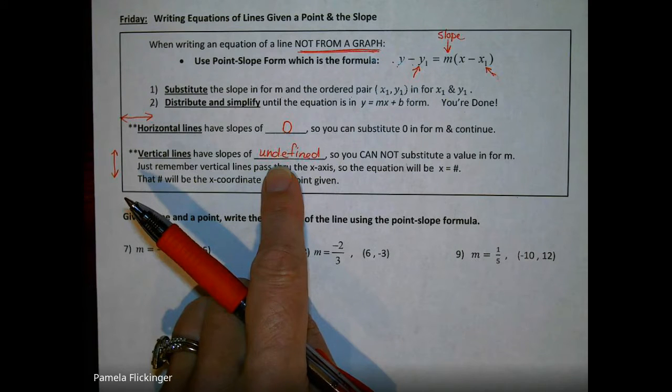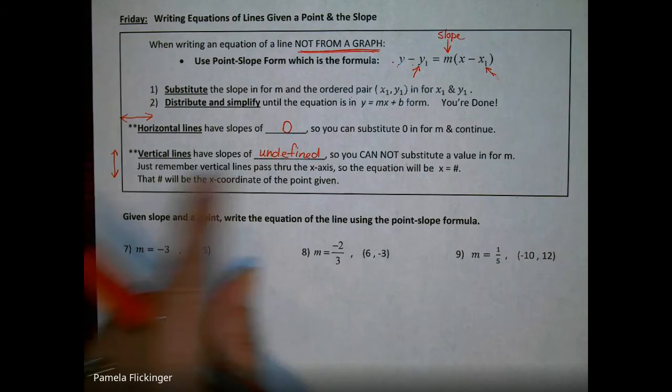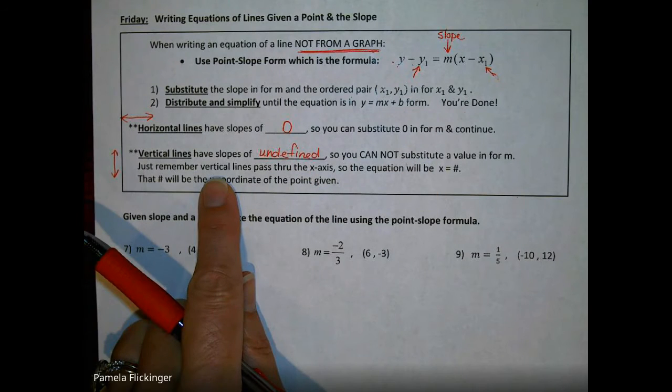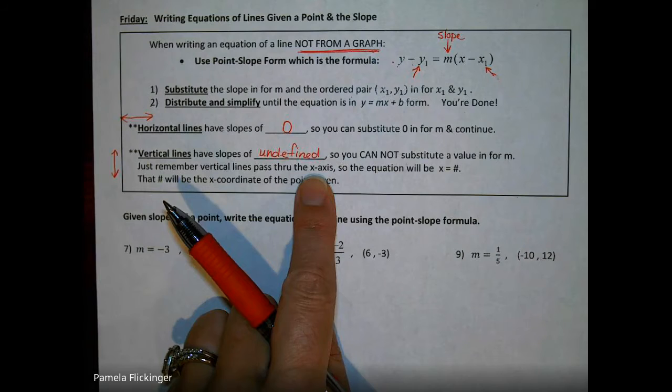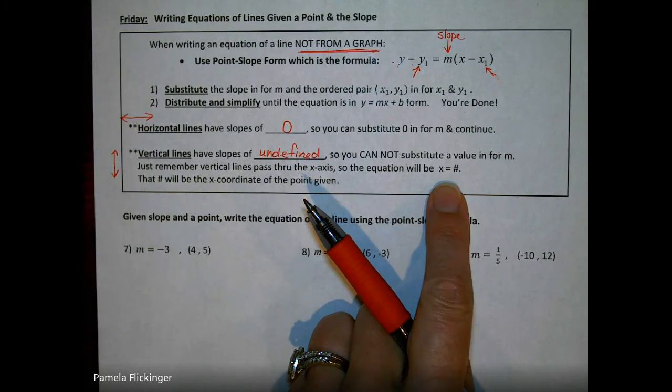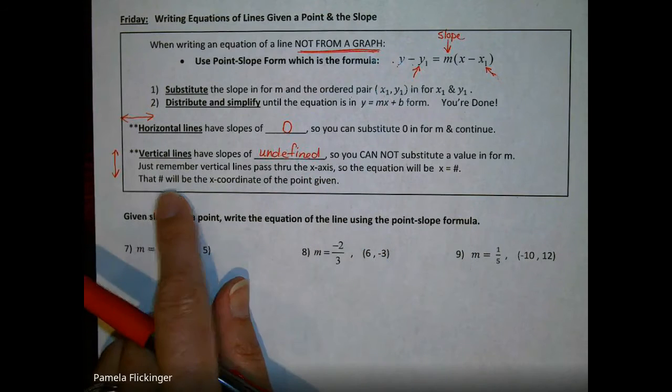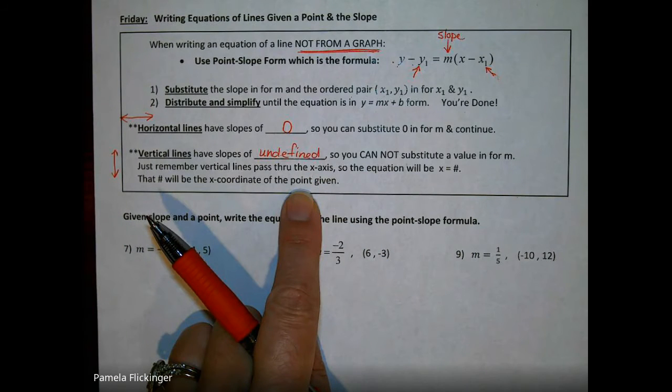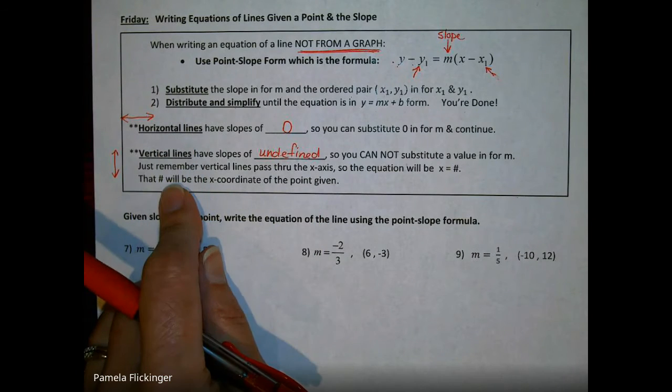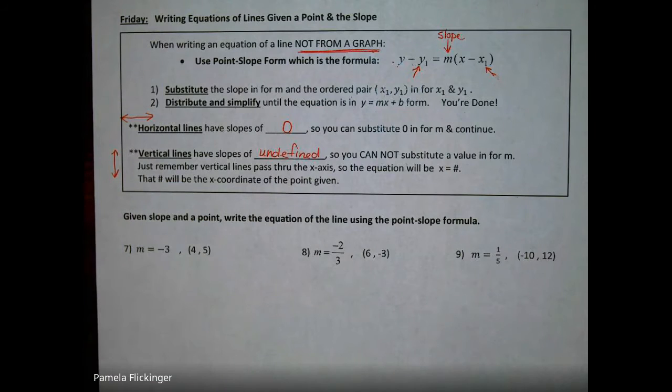So if you do get a slope that's undefined, then we're not going to substitute. You just have to remember vertical lines pass through the x-axis, and so the equation will be x equals some number. That number is going to be the x-coordinate of the point that we're given. So we can use this formula even for horizontal lines, but not for vertical ones. We just have to stop and think for a minute.